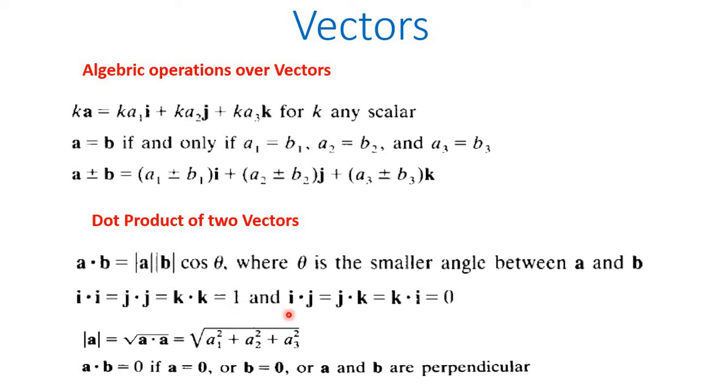And i dot j, i is along the x-axis and j is along the y-axis. The angle between them is 90. So i dot j is equal to j dot k is equal to k dot i, and this will be equal to 0 because the angle between them is 90. Similarly, their magnitude can be calculated as mod a, which will be equal to the square root of a1 square plus a2 square plus a3 square.